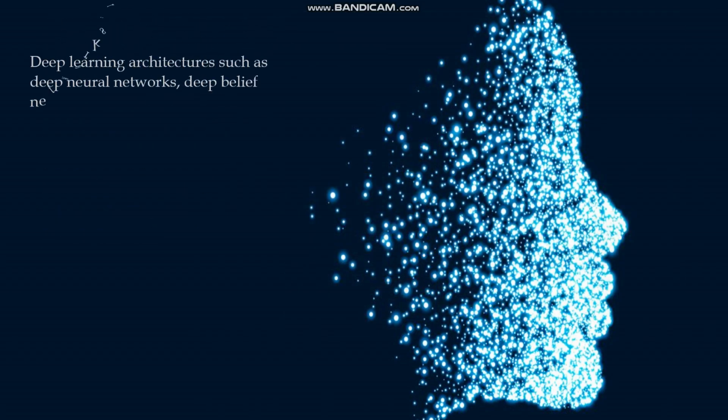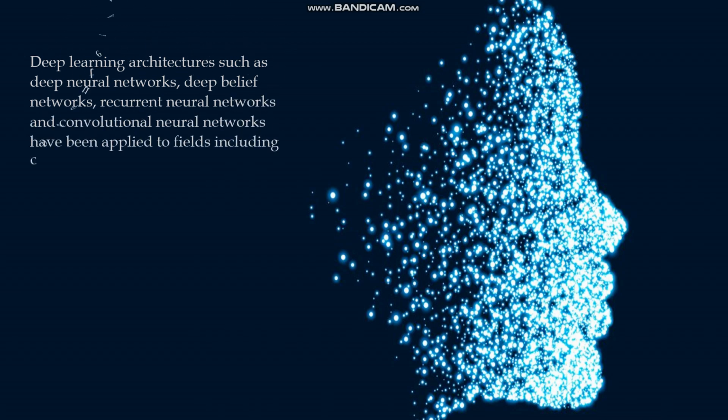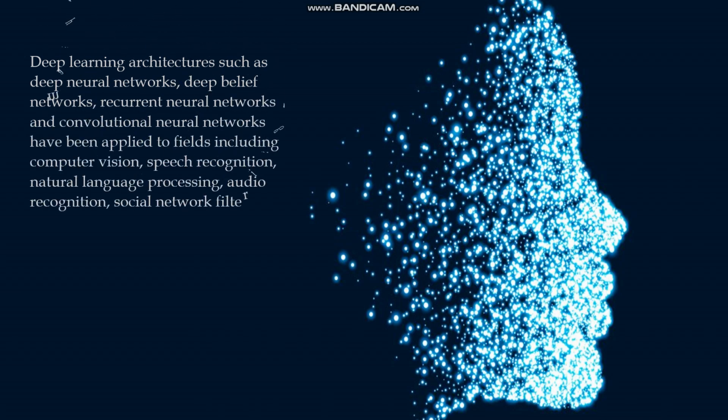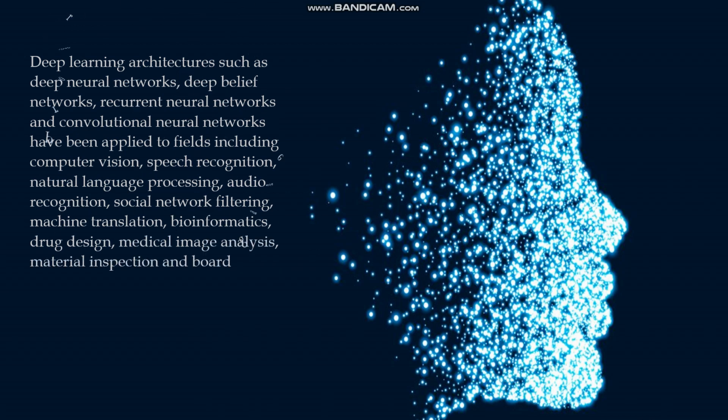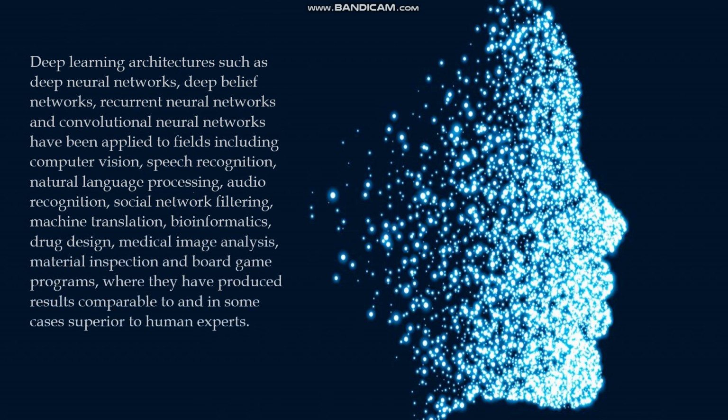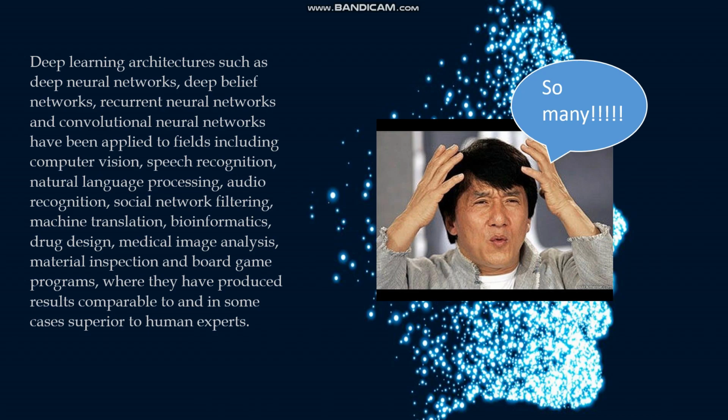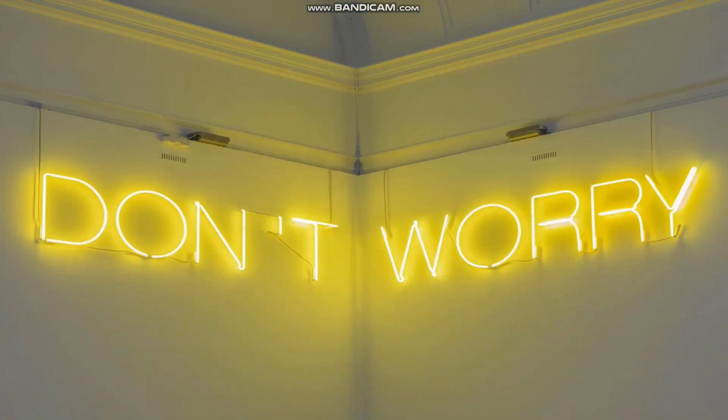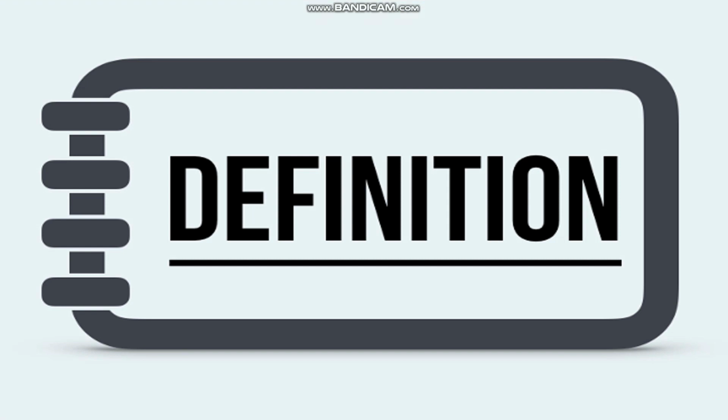Deep learning architectures such as deep neural networks, deep belief networks, recurrent neural networks, and convolutional neural networks have been applied to fields including computer vision, speech recognition, natural language processing, audio recognition, social network filtering, machine translation, bioinformatics, drug design, medical image analysis, material inspection, and board game programs, where they have produced results comparable to, and in some cases superior to, human experts. Yes, so many examples, right? No, you don't have to worry about it. Let's get on with the definition, shall we?